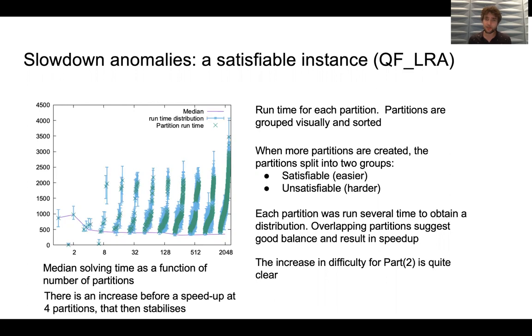So we can see here that when we have an overlap with the partitions, that suggests that we've managed to do a good partitioning. And usually that results in a speedup as well. We can see quite clearly the increase in difficulty for part 2 also in these distributions.